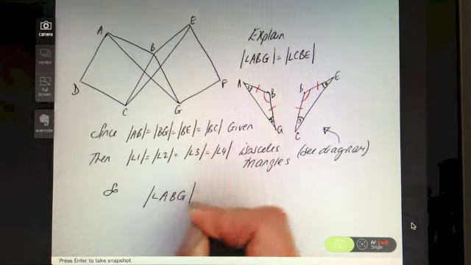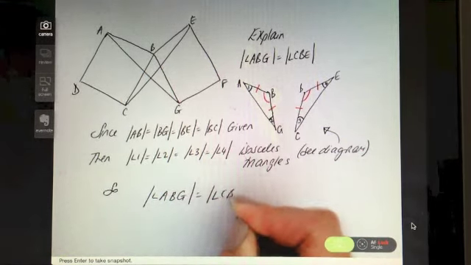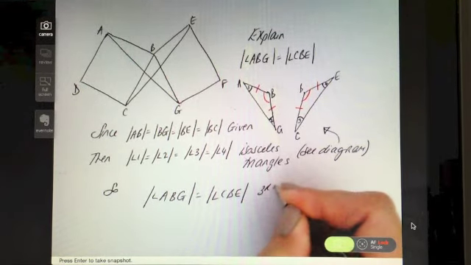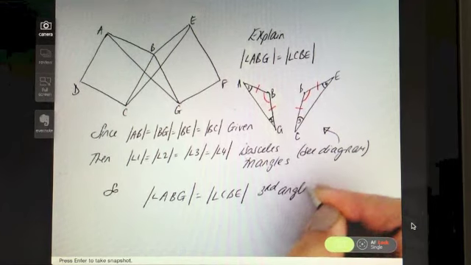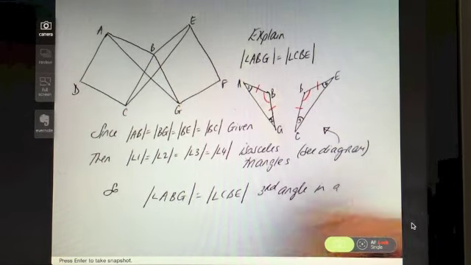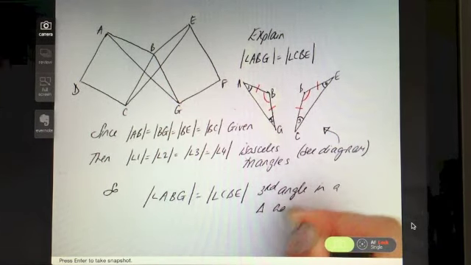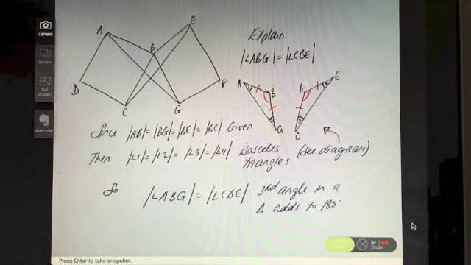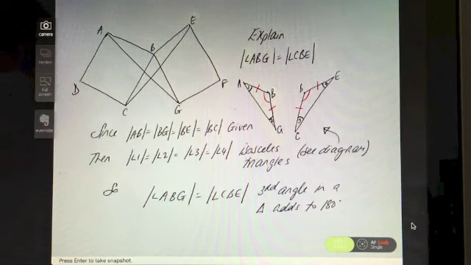Angle ABG is equal to angle CBE, because the third angle in a triangle adds to 180. So your third angle has to be equal, because the two other angles are equal, and the three angles in a triangle have to make 180. So there we go. That's the first part.